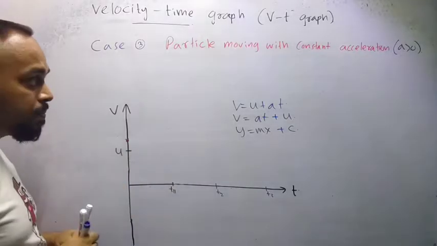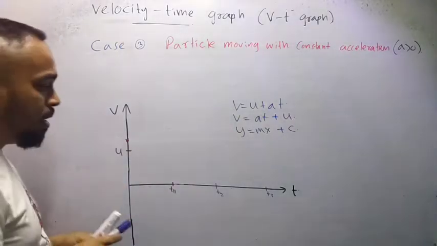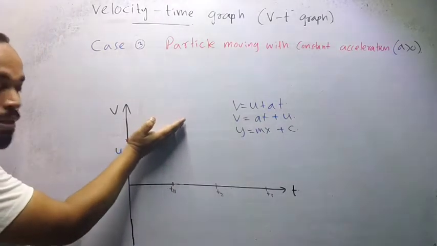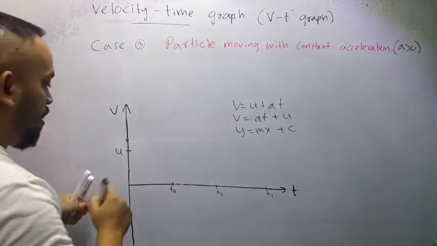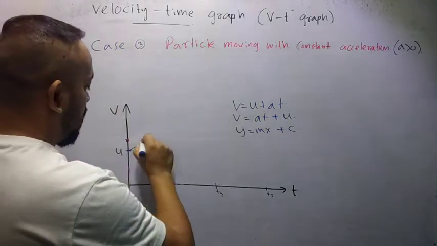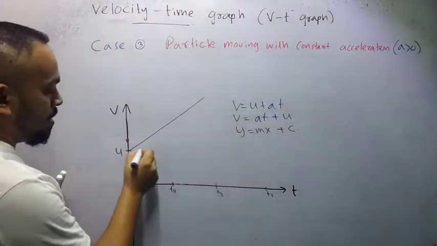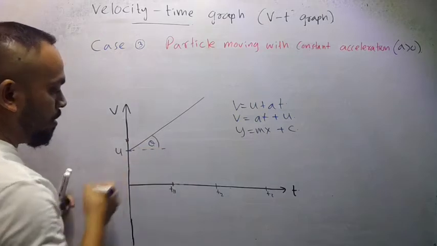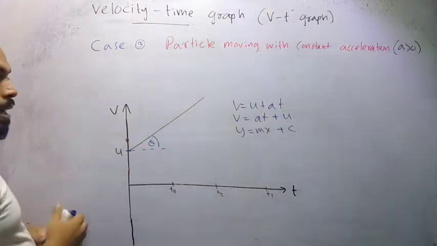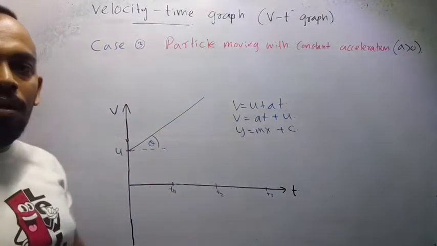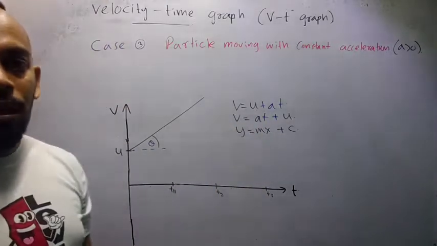If it is an acceleration, it should be a positive gradient. So this is what it looks like, right? Notice here we have an acute angle. The gradient of this line segment actually represents the acceleration.